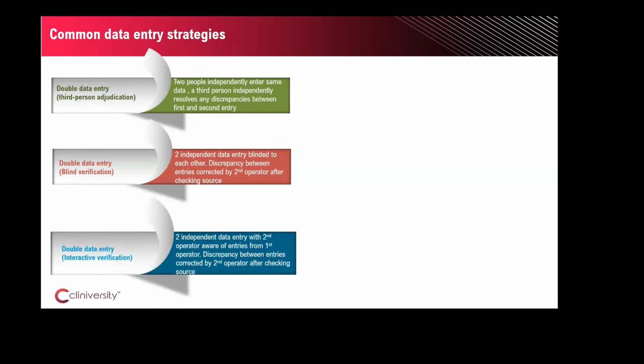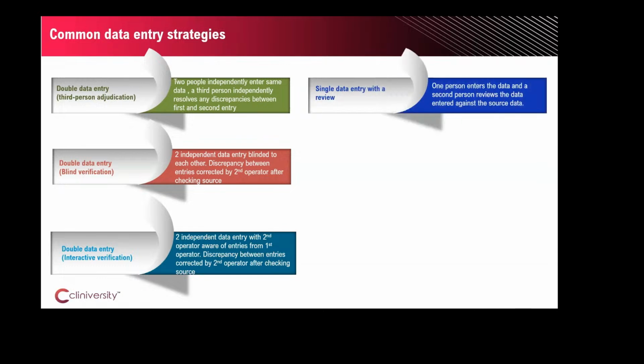In double data entry with an interactive verification, two people will independently enter the same data. The second data entry person will resolve the discrepancies that happen between the first and the second. But here, he will also be aware of what the first person is entering. He will not be blinded to the first person's entry value. Then there is single data entry with a reviewer, where one person enters the data and the second person will review the data against source.